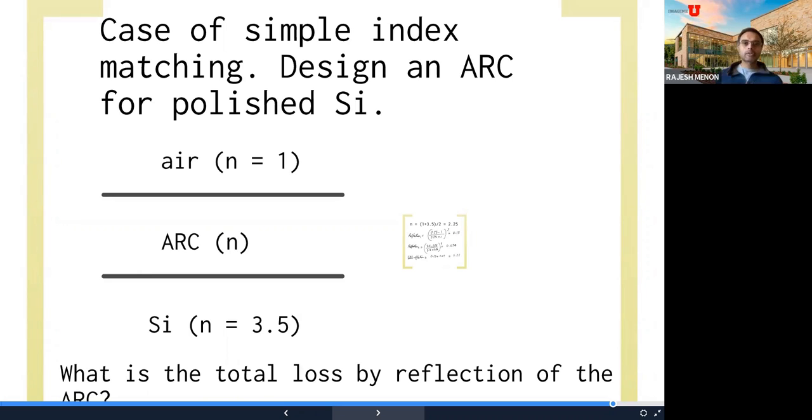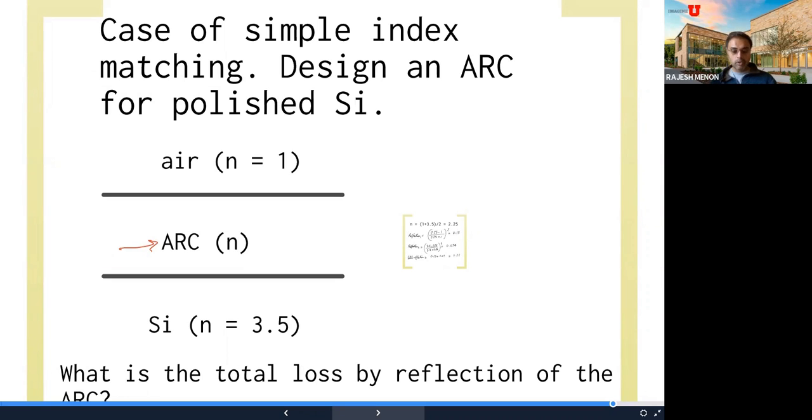Now, you can also think about the index matching idea without the texturing. If I take a silicon that's completely polished like a mirror, I can add an anti-reflection coating on top of it also, if I want to avoid the texturing. Sometimes you want to avoid it, which you will, by the way, touch on when we talk about the review of solar cells in next Tuesday's lecture. Sometimes those texturing can cause defects in the silicon crystal structure that can affect the efficiency of the solar cells. So sometimes you want to avoid that. In that case, you want to use a smooth ARC.